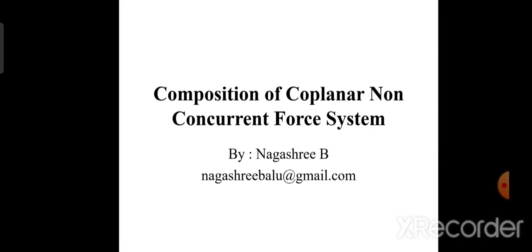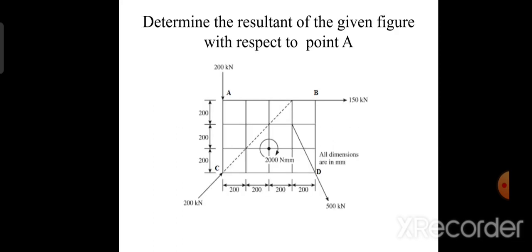coplanar means the same plane, and non-concurrent means the forces are not originating from the same origin or the same point. So here basically we are supposed to determine the resultant of the force system which lies in the same plane but does not have the same origin. So here we have a numerical for better understanding of the concept.